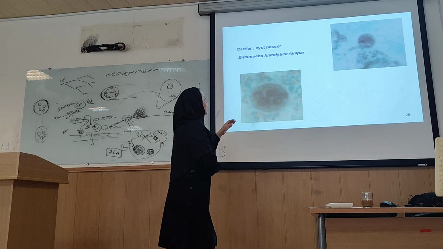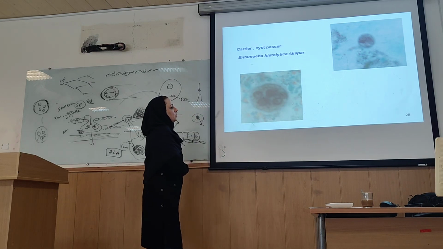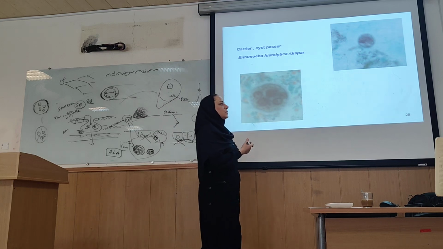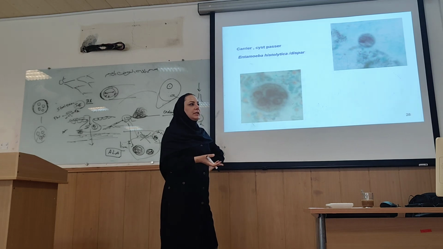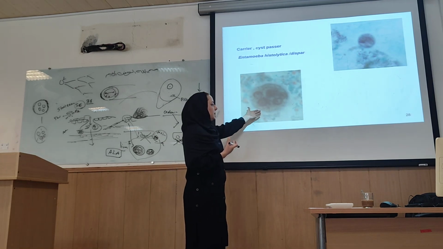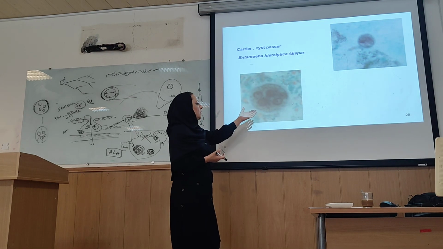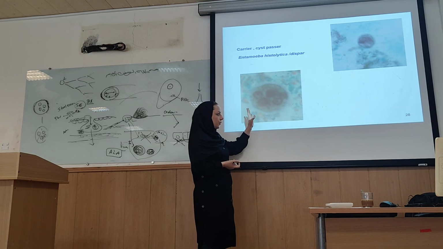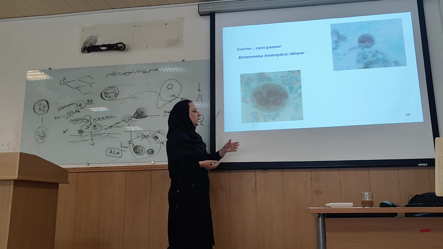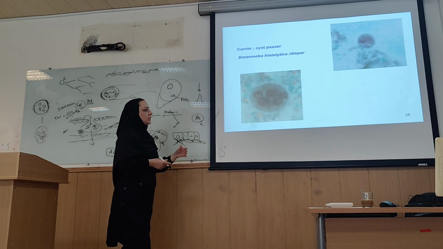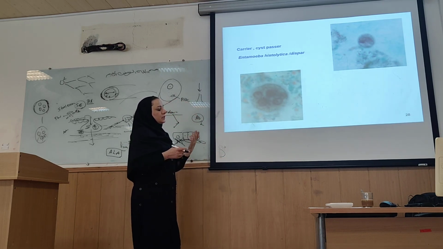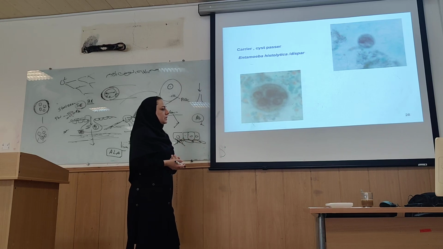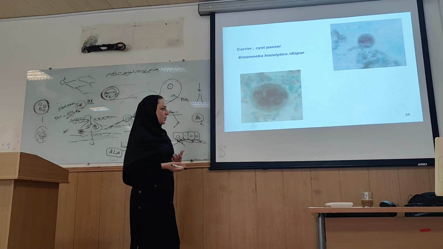In the cyst passer, in the carrier, we have the histolytica, but here, because we don't have any symptoms, we don't have any hematophagous forms, we don't have any RBC, they have the cyst form, mostly the cyst with 4 nuclei. And here, because the shape of the histolytica cyst is simple, it's very similar to Entamoeba dispar.